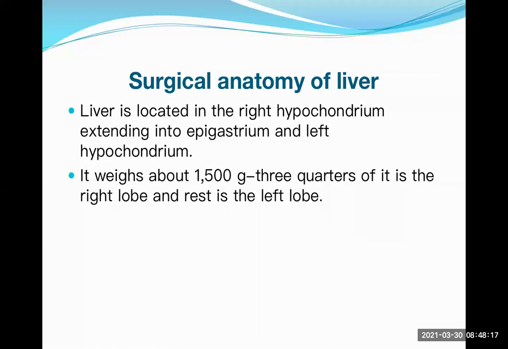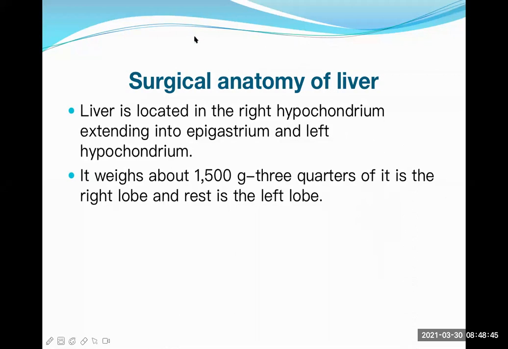Now, in the last class also, I briefly talked about the surgical anatomy of the liver. So let's revise once again. The liver is one of the big organs of our body. One of the big and solid organs, but not the biggest one. What is the biggest organ of our human body? Yes? Skin. Very good. Excellent. It's the skin. But the liver is also one of the big ones.